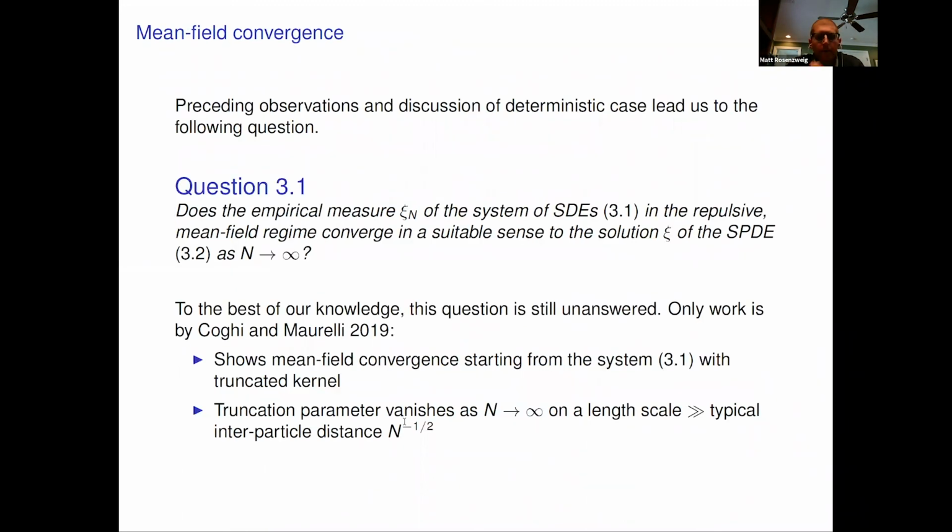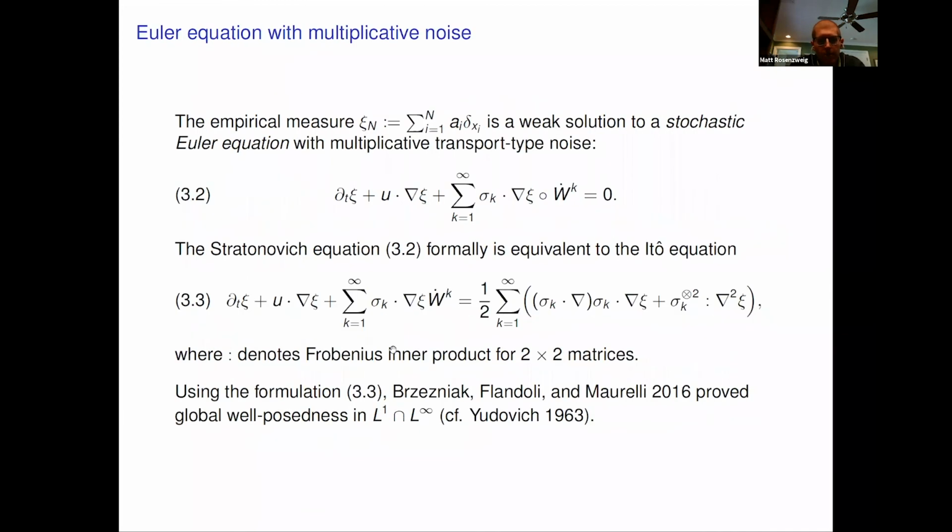So based on what we know in the deterministic case and the preceding observations, we can ask the following question. Suppose we consider the system of stochastic point vortices, again in the repulsive setting and in the mean field regime. Does the empirical measure converge in a suitable sense to a solution xi of the stochastic partial differential equation, which corresponds to the Euler vorticity equation, now with the stochastic noise?